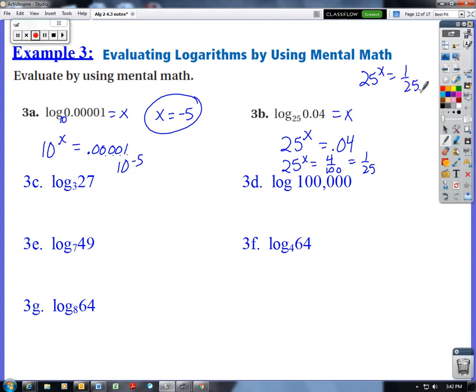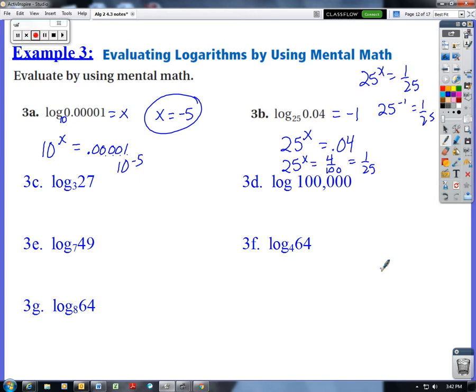Okay, I've got a reciprocal over here. I know that that x has to be negative, and it's simply 25, so that means it must be 25 to the -1 equals 1/25. That means the answer to this problem is simply -1, because it's the exponent. So the answer is -1, not 25 to the -1. It's just the exponent that's the answer. Now, hopefully those two were kind of hard.